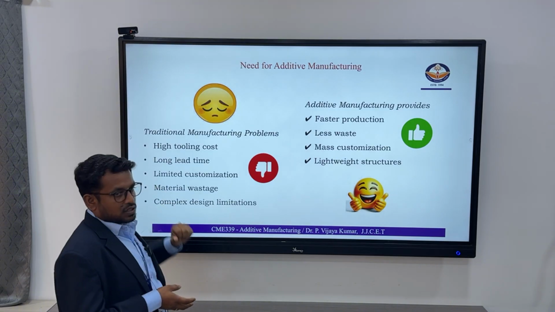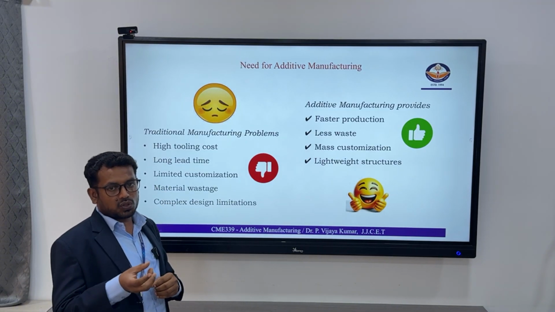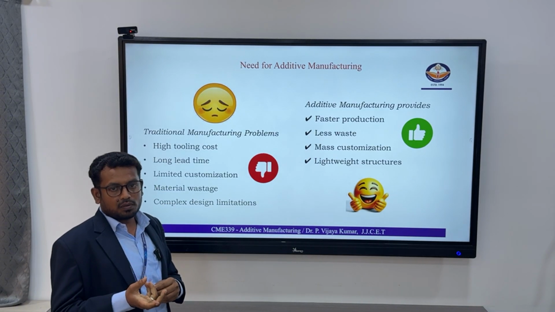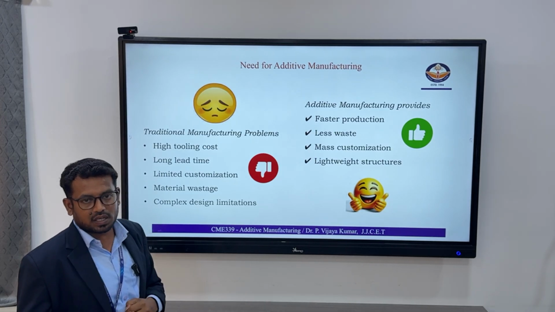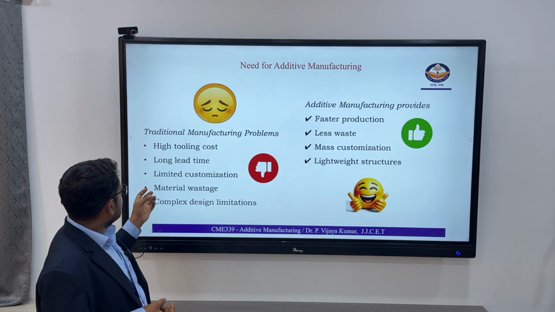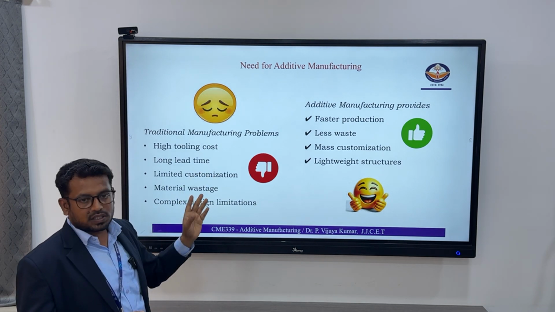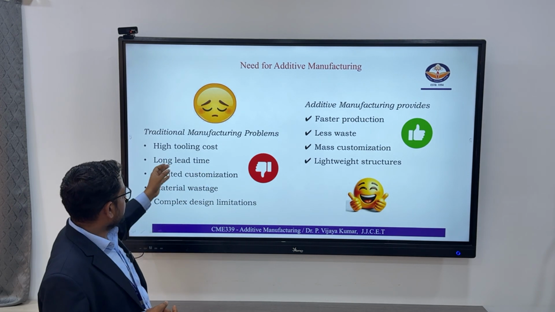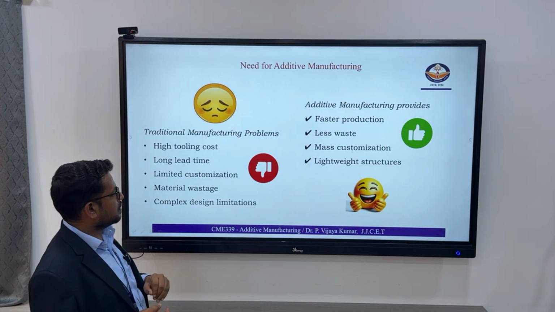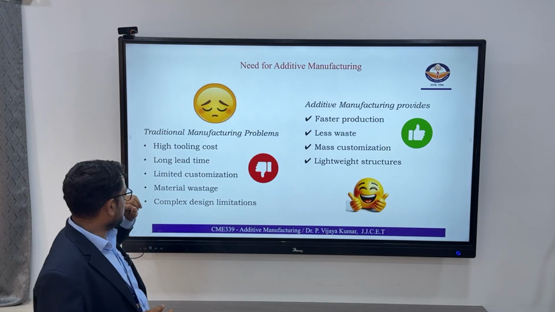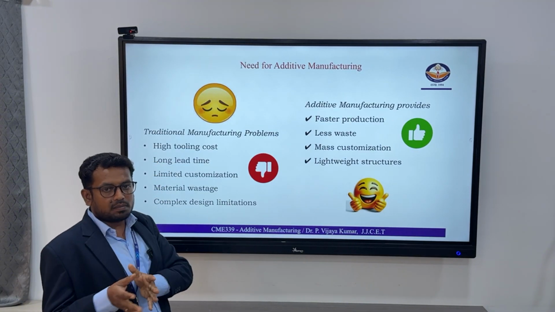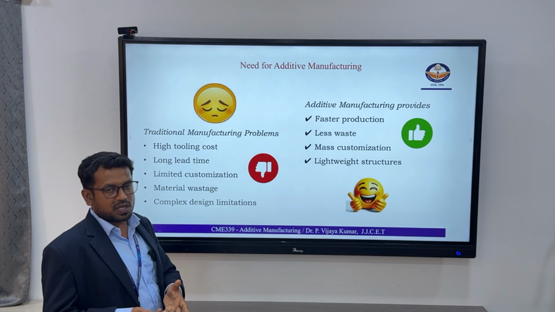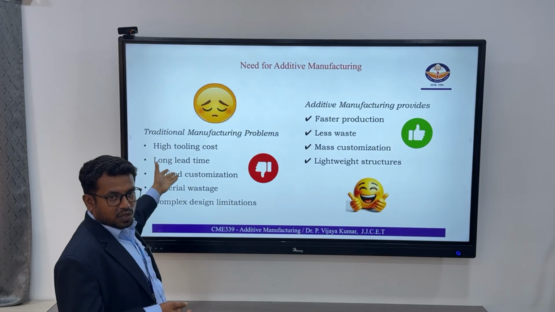They are high tooling cost. Tooling means we need to use some molds or maybe jigs and fixtures, some work holding or tool holding devices are required. But in this additive manufacturing process, there is no tooling. So this is one major drawback in that traditional manufacturing process or subtractive manufacturing process. And long lead time. The time from beginning to end is very crucial for any manufacturing process. So it takes more time.